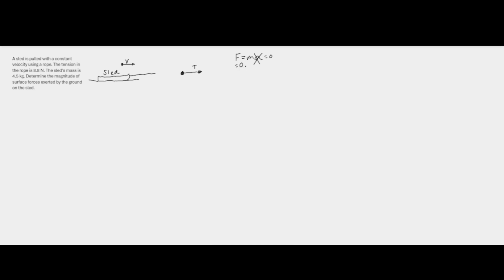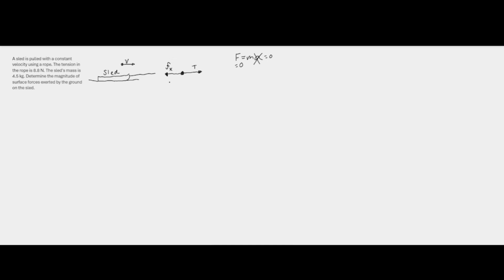If the net force is 0, then the forces in the horizontal direction have to balance each other out. They have to add to 0. So if we have a positive rightward tension force, then we're going to have an equal magnitude negative leftward force. And what is that force? What is holding the sled back as we pull it? Well, as we've learned, this is the force of kinetic friction. So it's the force of kinetic friction.